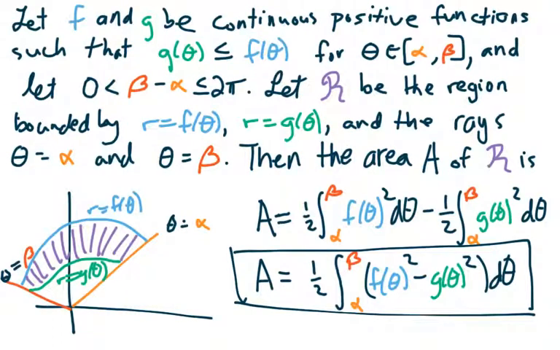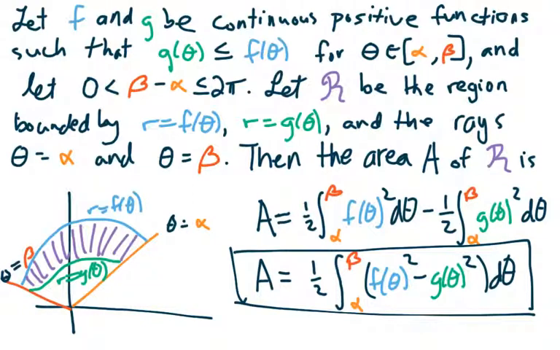Now we talked about this last time too. If we have two positive continuous functions, one of which is further away from the pole than the other, then I can talk about the region between them. The area of the polar region between two curves is going to be just like when we did the area between two curves in rectangular coordinates. You're going to subtract the two areas, the area between f and the pole, and the area between g and the pole.